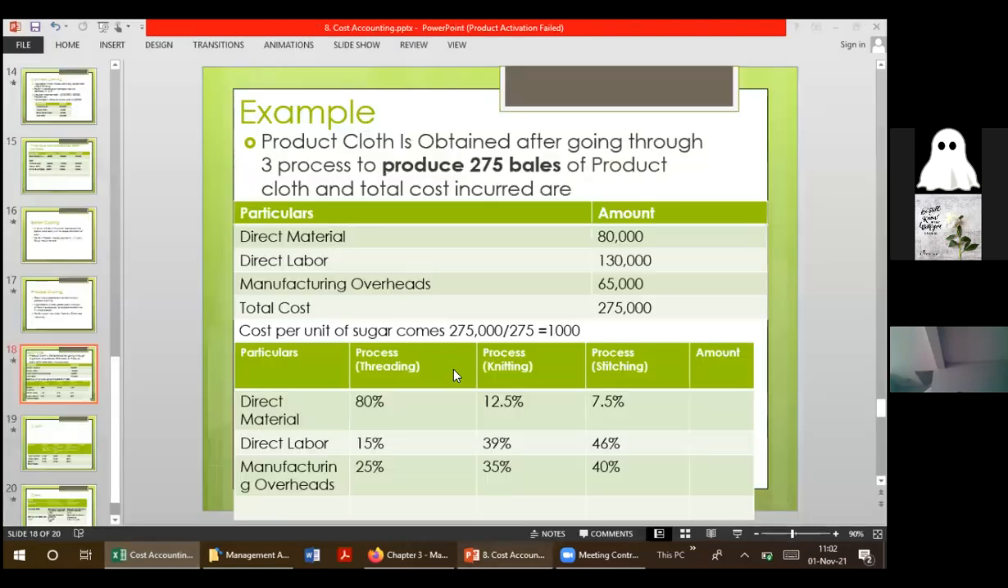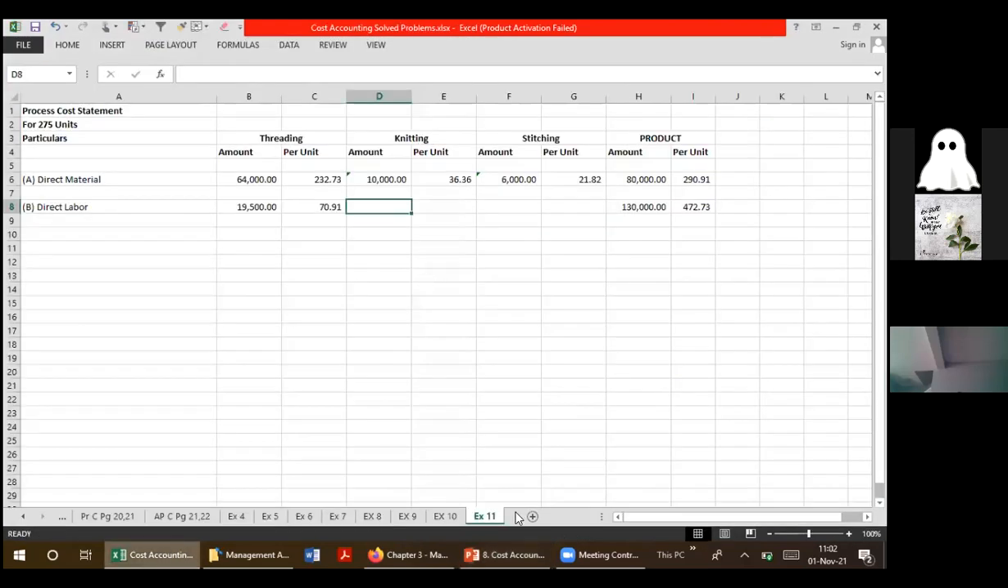For the knitting process, that takes 39% of our total direct labor. 39% is equal to the amount multiplied by 0.39. 50,700 direct labor cost to knitting. Per unit will be 50,700 divided by 275. 184.36.